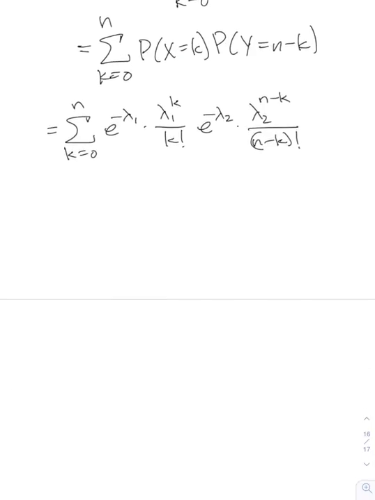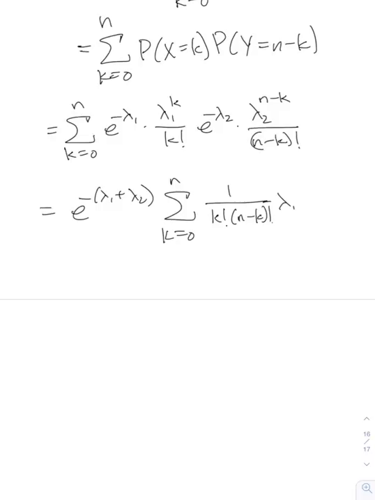Okay, and we need to manipulate this, simplify it. Anything that doesn't depend on k, I can pull out. So I can pull out the exponential. So I have e to the negative lambda 1 plus lambda 2 coming out. And then I have the sum as k goes from 0 to n of 1 over k factorial times n minus k factorial, times lambda 1 to the k, lambda 2 to the n minus k.